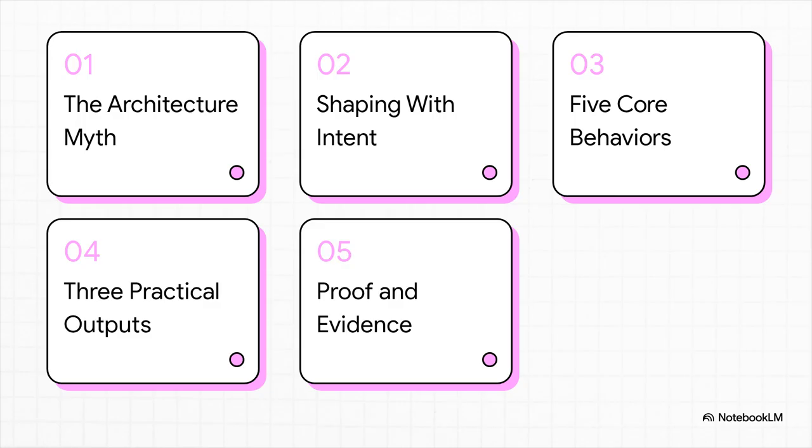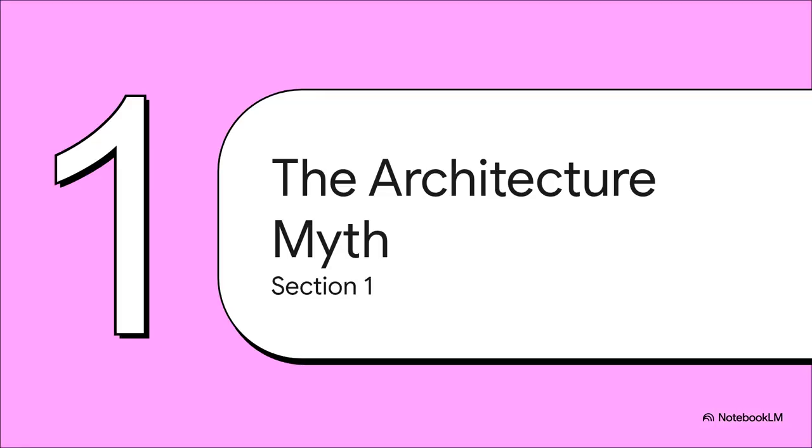To turn architecture from a theoretical exercise into a practical, decision-making engine, here is what we're covering today: the architecture myth, shaping with intent, the 5 core behaviors, 3 practical outputs, and finally, proof and evidence. Starting with Section 1, the architecture myth.